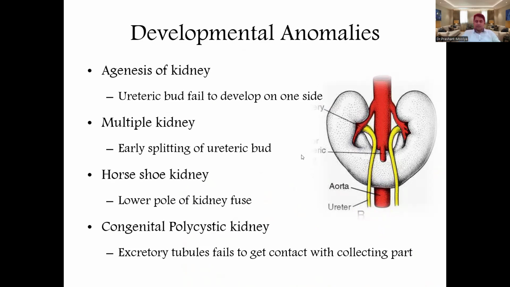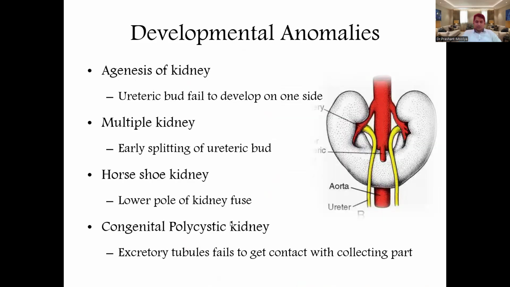Agenesis of the kidney. It means the kidney has failed to develop. Why does it happen? Ureteric bud. I've said that the development happens when these two units come together, the ureteric bud and the metanephric blastema. When they fail to develop on one side, the ureteric bud itself fails to develop, then there happens the agenesis of the kidney. Multiple kidneys can happen when the early splitting of the ureteric bud happens, and the horseshoe-shaped kidney by the fusion of the lower pole of the kidney will lead to this horseshoe-shaped kidney.